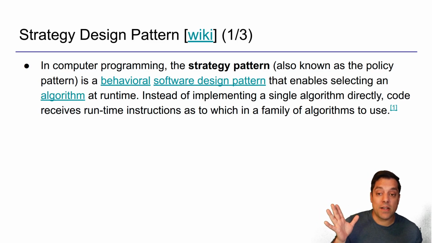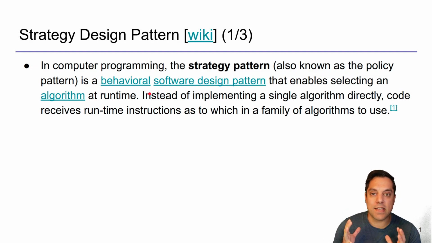So let's start off with what the strategy pattern is. Just to read it off here, the strategy pattern, which also goes by another name you might have heard called the policy pattern, is a behavioral software design pattern. Behavioral patterns have to do with how we do something algorithmically, usually making some sort of choice. So we're going to emphasize that in this video. The basic idea is that this software design pattern enables selecting an algorithm at runtime.